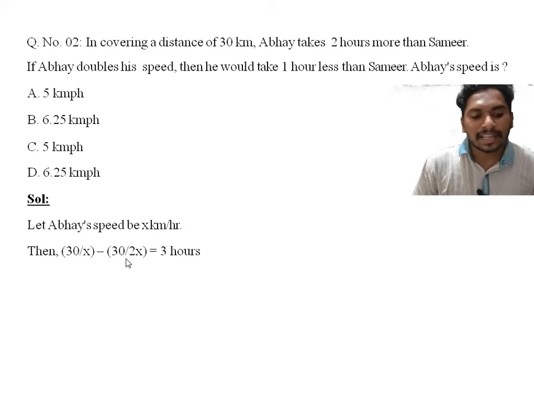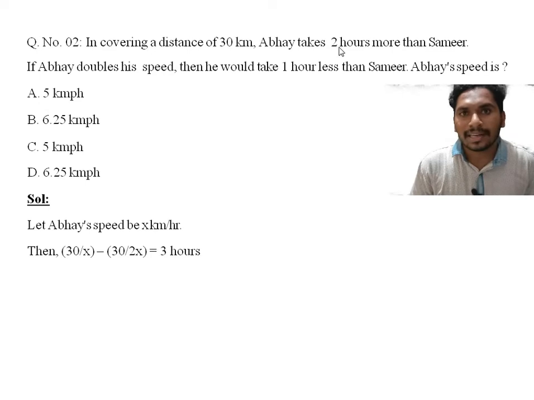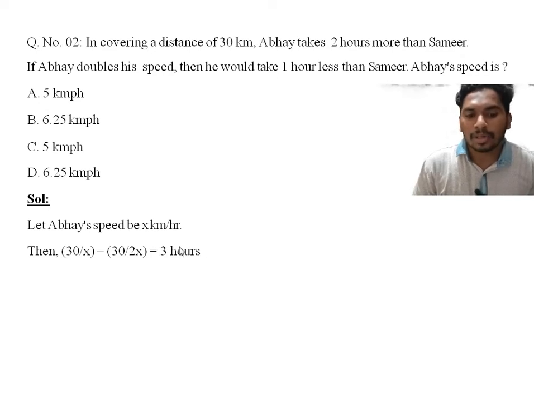In the second case the speed is doubled, that's why it is 2x. The distance is the same and the speed is doubled, so the time difference is 3 hours. Abhay takes 2 hours more than Samir, and in the second case 1 hour less than Samir. One is more, one is less. What is delta t? You have to add them both. 2 hours plus 1 hour, that is 3 hours.